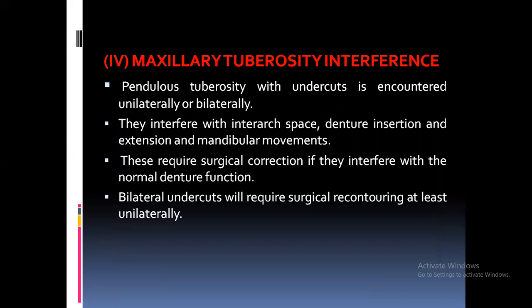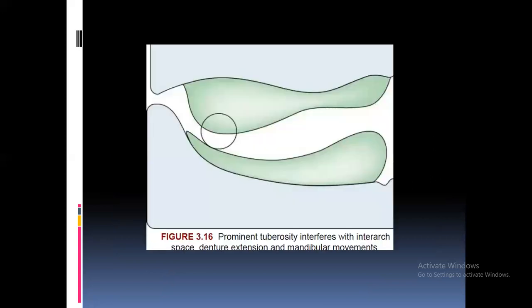Next one, maxillary tuberosity interference. It is the pendulous tuberosity with undercut encountered unilaterally or bilaterally. They interfere with the interarch space, denture insertion and extension, and mandibular movement. This requires surgical correction if they interfere with the normal denture function. Bilateral undercut will require surgical recontouring at least unilaterally.